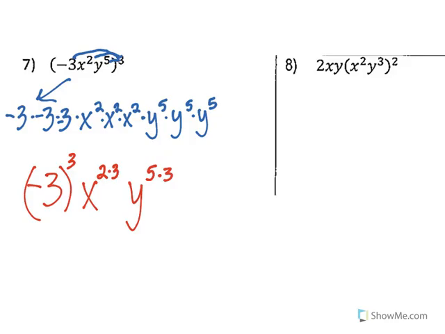Alright. Negative 3 times negative 3 times negative 3 is what? x to the what? 6. y to the 15. There you go. Good job. Okay. Now, we kind of need to make a separation for number 8. My separation is going to be right here. Because I first need to worry about the parentheses. x squared to the second. y to the third to the second.